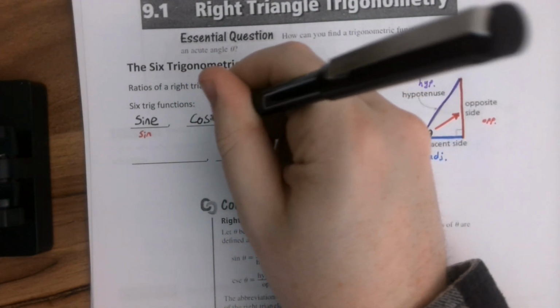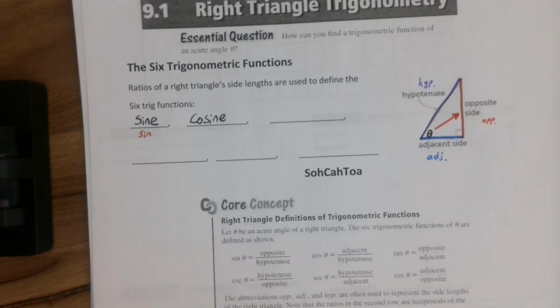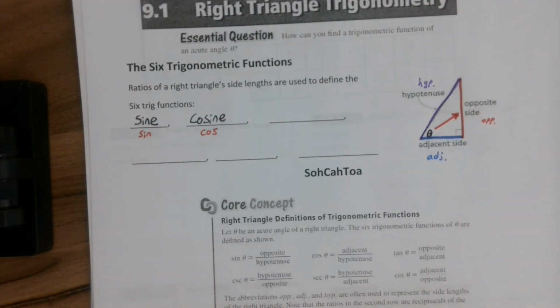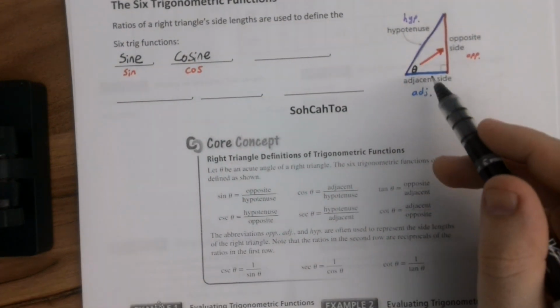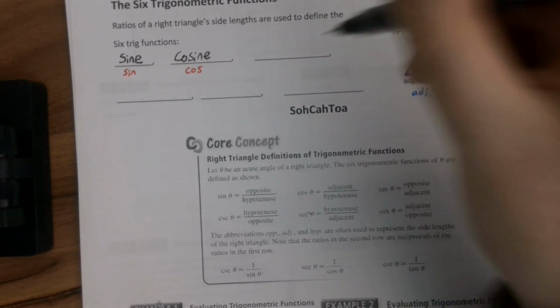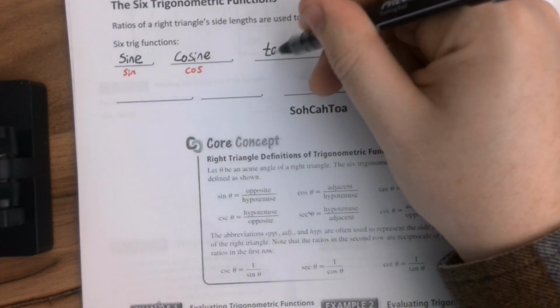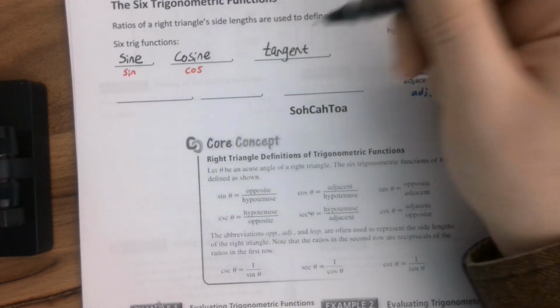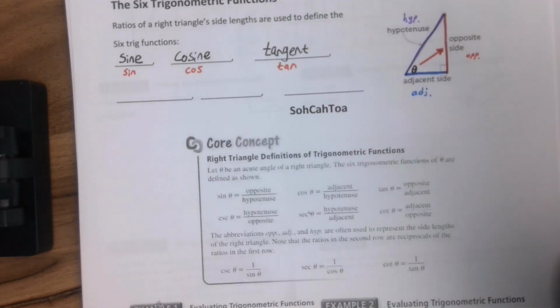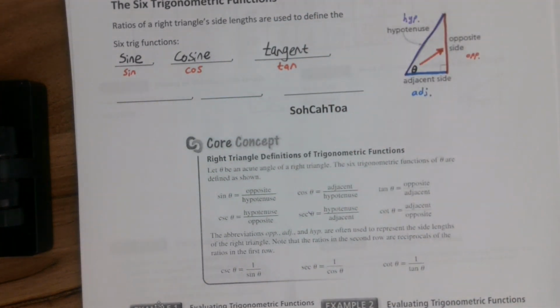Cosine is similar, but not quite the same. We abbreviate it as COS, and the cosine of an angle is the adjacent side divided by its hypotenuse, as you can see down here. Then we have tangent. And this is the last of the 3 original trigonometric functions. The tangent of an angle is equal to the opposite side length divided by the adjacent side length.